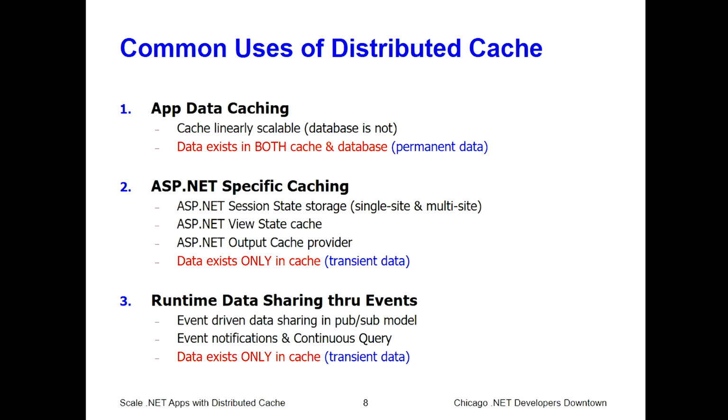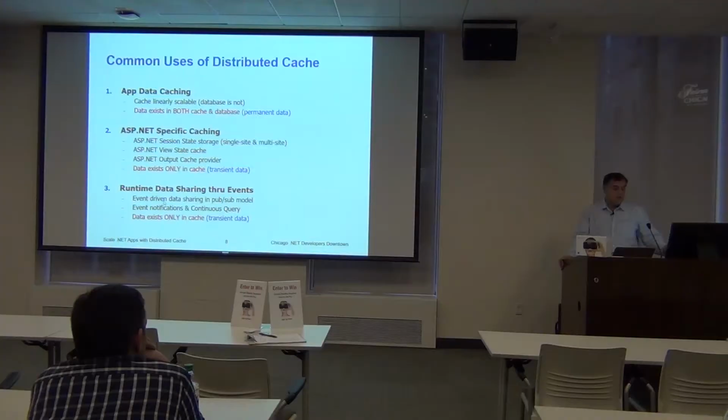The third use case is runtime data sharing through events. A lot of people don't know this, although now it's starting to become more and more known, is that a distributed cache is a very powerful and very simple way of sharing data across multiple instances of your application or even across multiple applications. When do you need to share data? Usually when there's a workflow type of thing, where somebody produces something and somebody else is waiting for that change to occur. There could either be a complete pub-sub model where one producer produces and publishes it, and there are a bunch of subscribers that get notified.